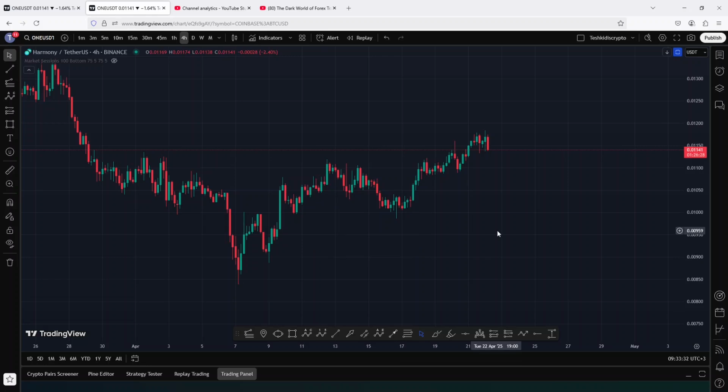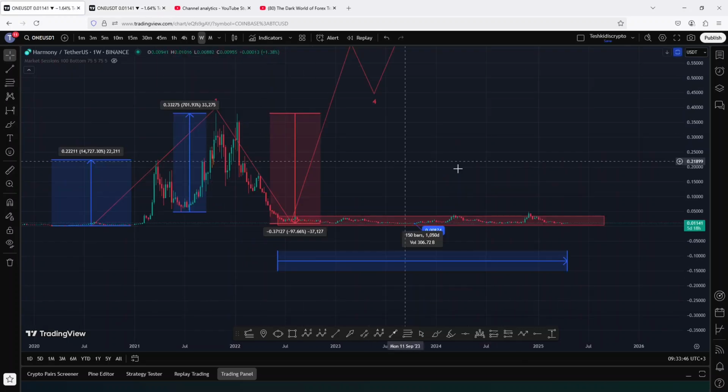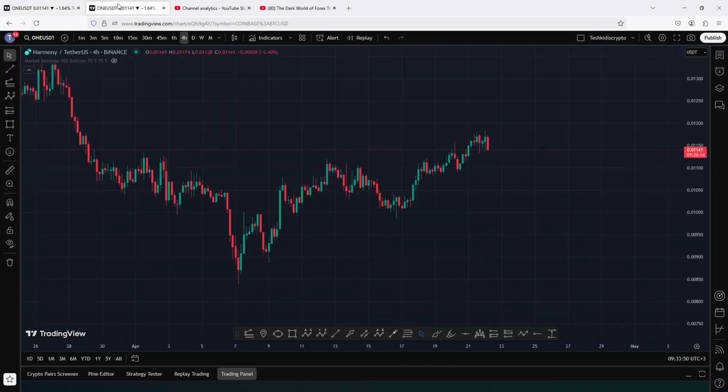At the time of this recording, Harmony 1 is giving us a bit of a breakdown move to the lower side. On today's update video, I will be giving you the key areas of support that we need to pay attention to, and above all discuss my long-term perspective of the chart. So make sure that you stick around till the end of the video.